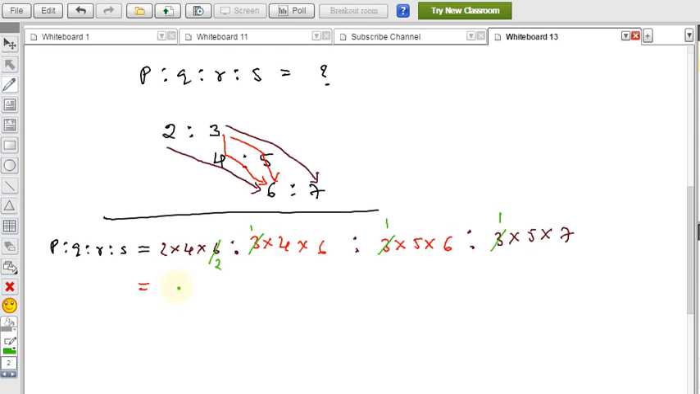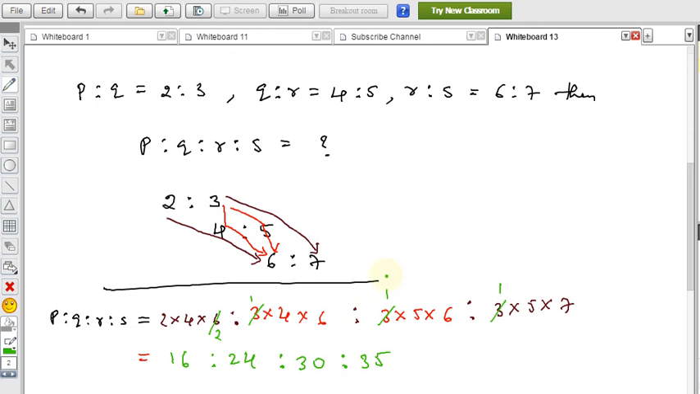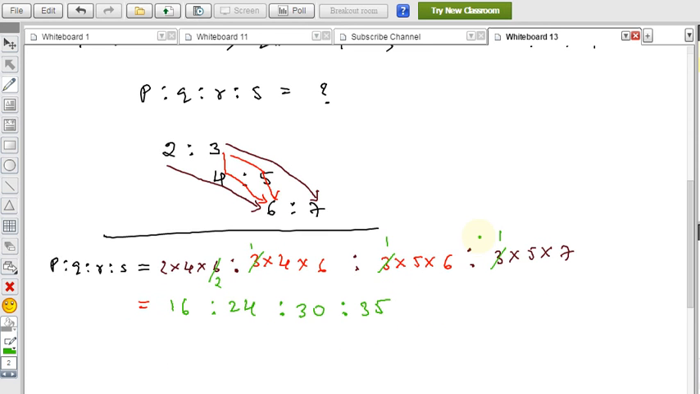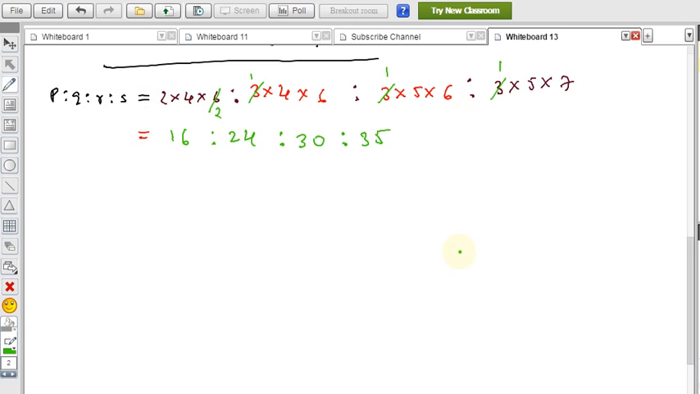Now 2 4s are 8, 8 2s are 16, and 24, the remaining if you multiply, 30 and 35. So 16 is to 24 is to 30 is to 35. This is what we can do. Let me give more clarity with one more sum.